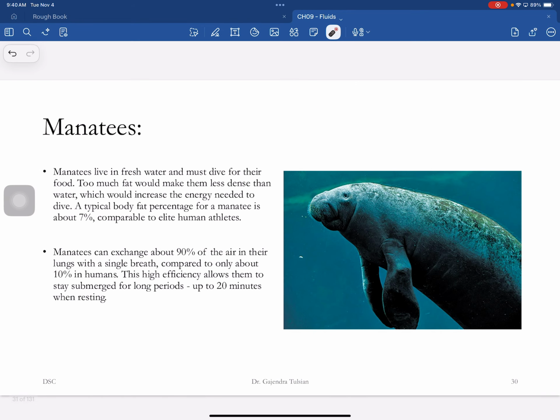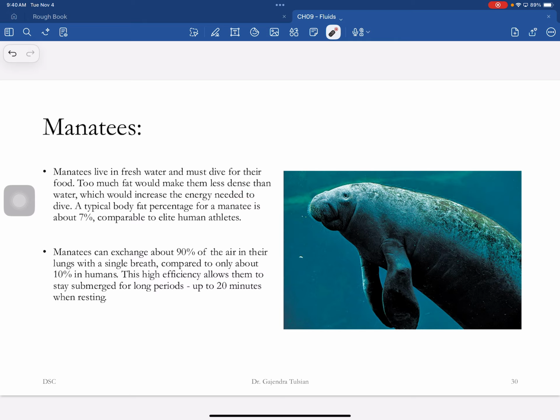Look at this guy. So manatees live in fresh water. Now, if you want to just hang out and not spend energy, what is it that you want to do? You want to match your density to the density of water. Too much fat would make them less dense than water, which would increase the energy needed to dive, and hover and so on.